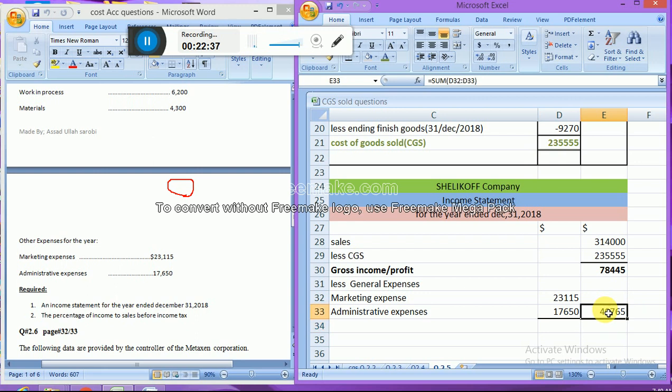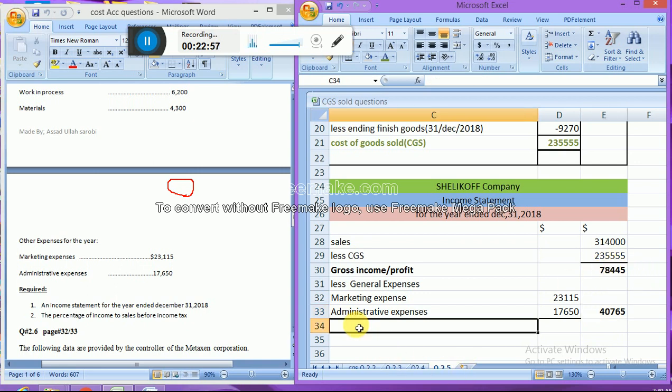So that is equal to how much? 40,765. Now I will subtract these expenses, 40,765, from the gross profit or gross income.